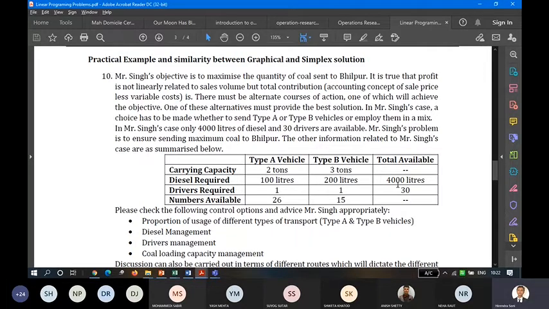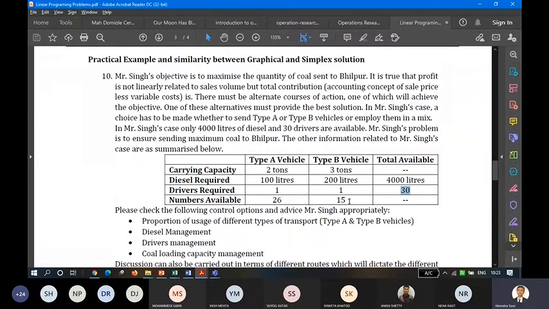ठीक है. Total diesel that is available to you is 4,000 liters per day. Drivers required are 1 for type A, 1 for type B, and total drivers which is available to you is 30. This very clearly says that पहला assumption ये है कि ये जो 30 drivers हैं वो type A vehicle भी चला सकते हैं, at the same time they can drive type B vehicle also. Now the number of type A vehicles which are available with you is 26, whereas number of type B vehicles which are available with you is 15.